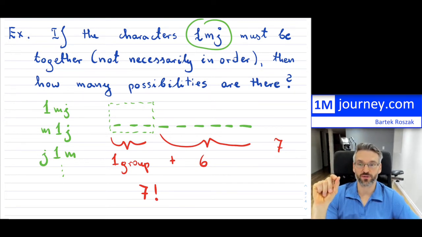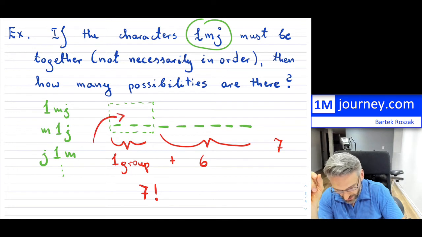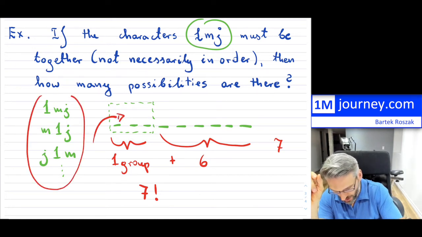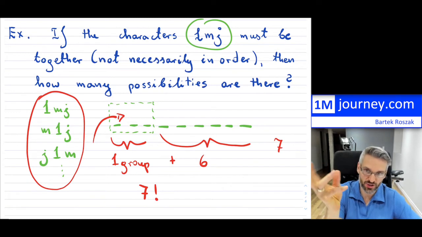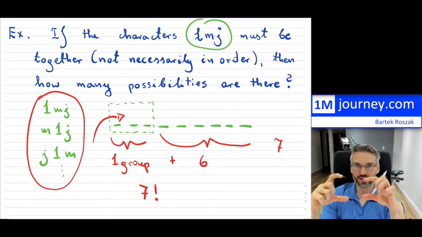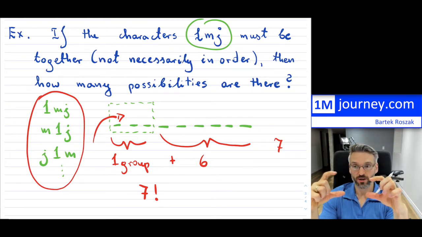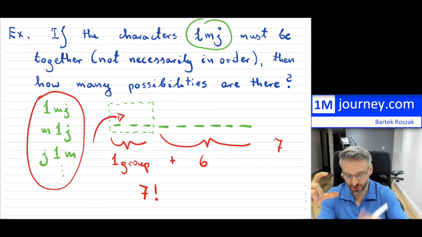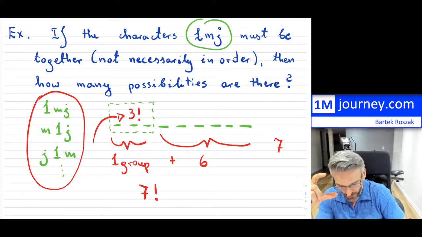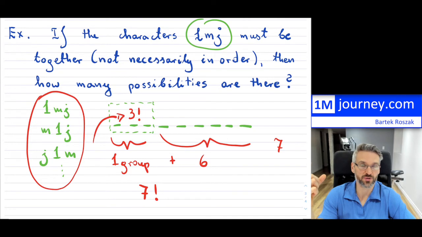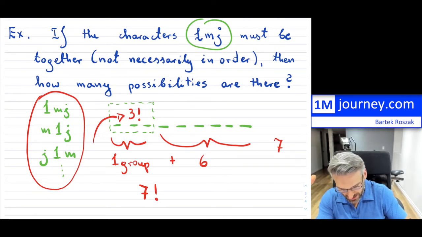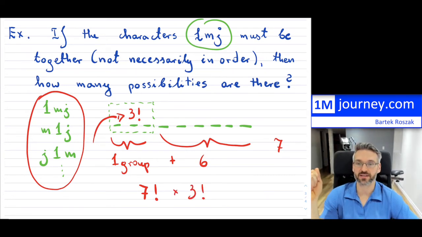But please also don't forget that inside of here, I can change their order as well. So they can be together, but I can now change it. Inside of that group, in how many different ways can I arrange them? Well, there are 3 of them, so it's going to be 3 factorial, which is 3 times 2 times 1, which is 6. So my final answer is going to be 7 factorial multiplied by 3 factorial, because that's how I can still arrange that particular group, right?